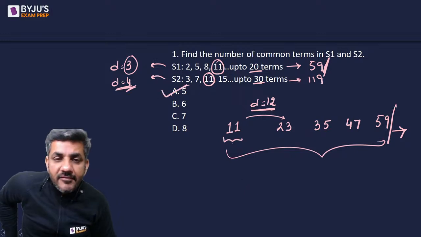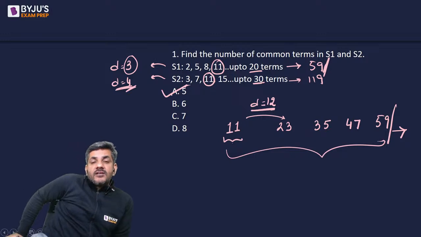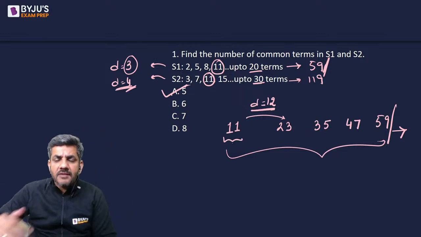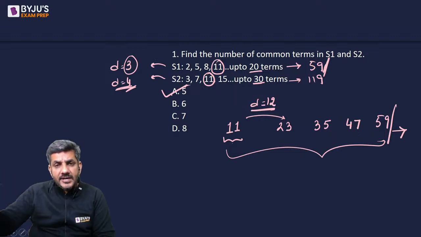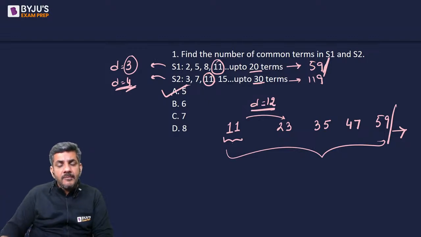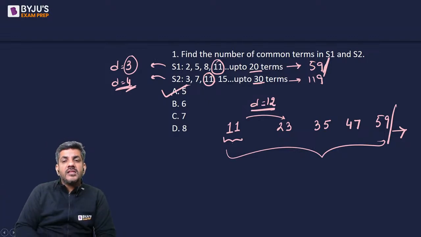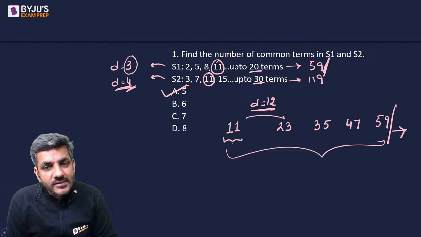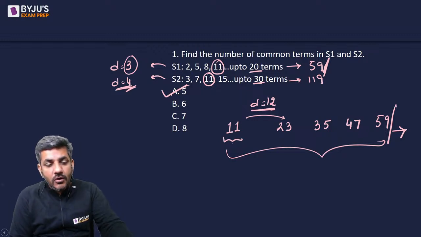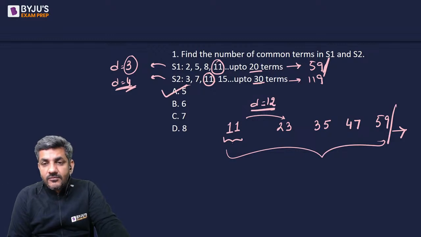Option A, 5, is the right answer. Otherwise, अगर 59 से ज्यादा होती तो I would have taken more terms after that. 71 ले लेता, 83 ले लेता, 95 ले लेता, 107, 119, and that way I would have gone ahead. But according to this, these are the 5 terms which are common in this series. So 5 is the right answer for us. I hope this is understood to all of you. That is the correct answer for question number 1.